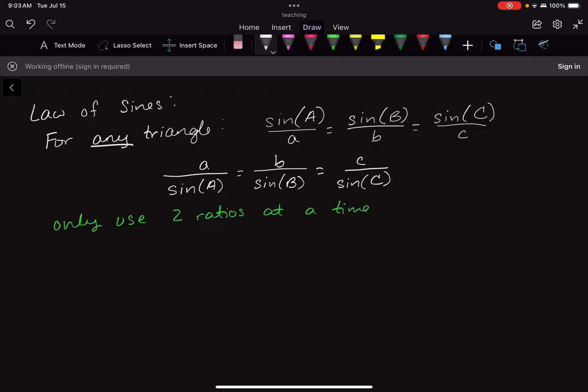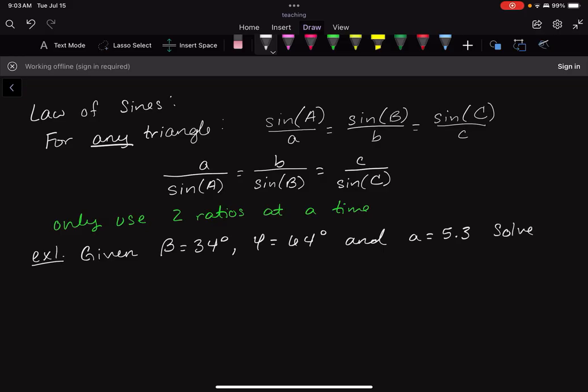So I think let's go ahead and just start an example. So example one, I'm going to say given beta is equal to 34 degrees, gamma is equal to 64 degrees, and side A is equal to 5.3. Solve the triangle. This is something I kind of forgot to mention.